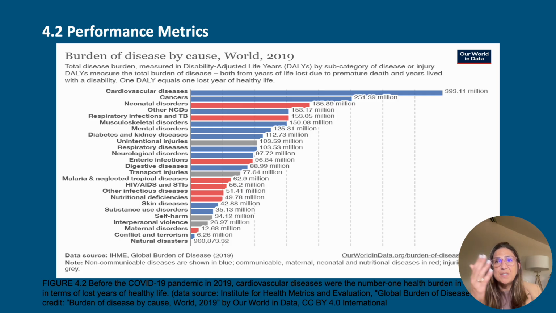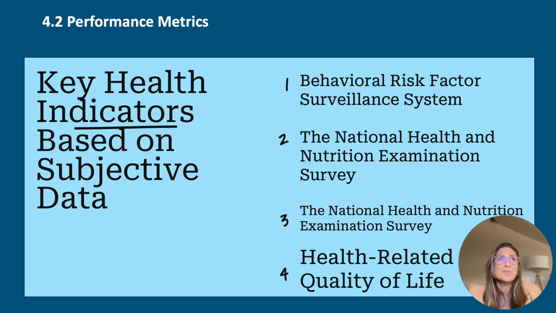There are more current burden of disease in the world as these statistics change over time. So key health indicators are based on subjective data. When we're looking at the Behavioral Risk Factor Surveillance System, this is a health-related telephone survey. And then the National Health and Nutrition Examination Survey combines interviews with the physical examination to assess nutritional health. So these surveys you'll see a lot of times in the research to measure these different metrics.